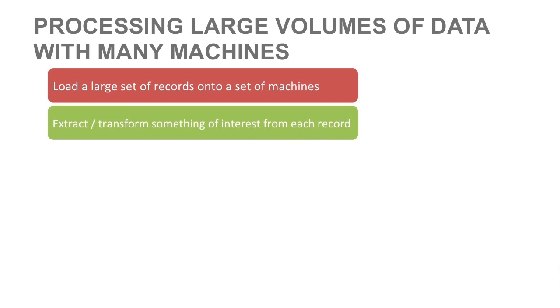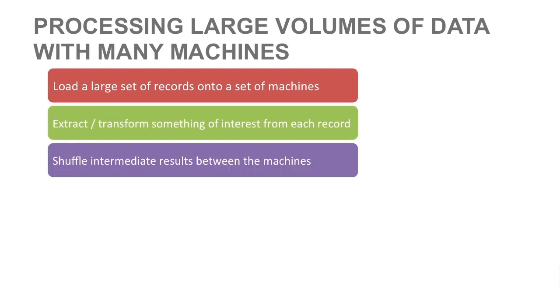The next thing we would do is we would take the records that are on each machine and we would do something with these records. Sometimes that would mean extraction of some interesting piece of data. Sometimes we would transform the available data into something new. Now, each of these machines is going to process the subset of data that is residing on this machine.